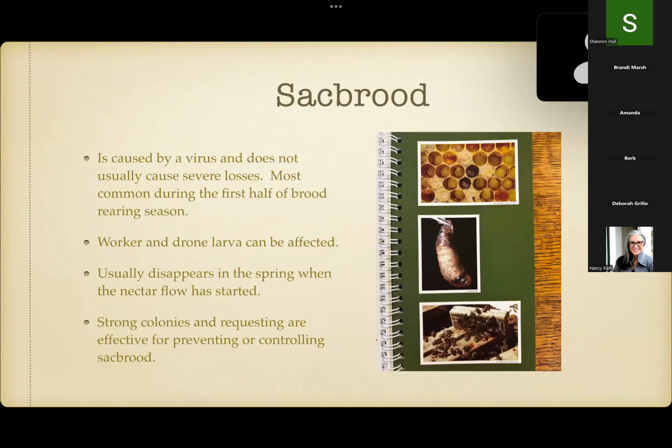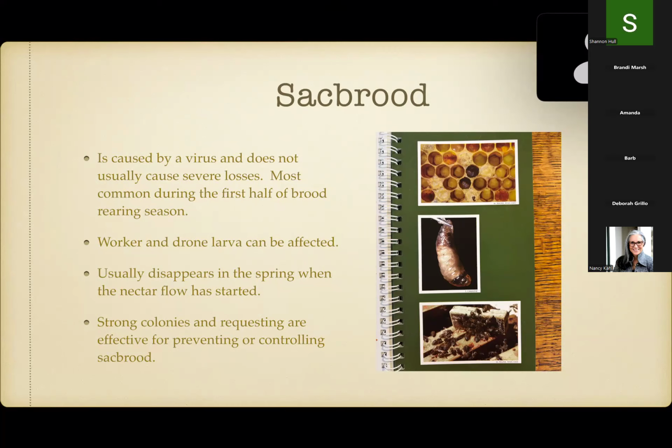Sac brood. If you look at the middle picture on the right, you see that larva and it looks like a disgusting sack of something. This is caused by a virus. Does not usually cause severe losses. Most common during the first half of your brood rearing season. Your worker and drone larva can be affected. Usually disappears in the spring when the nectar flow starts. How do I keep it gone? Strong colonies and requeening are effective for preventing or controlling sac brood. Again, not a big deal.